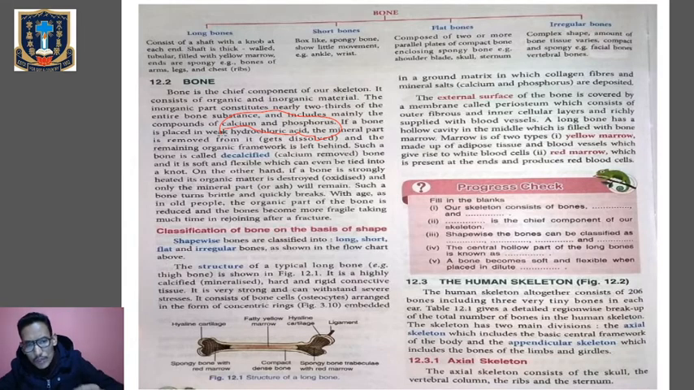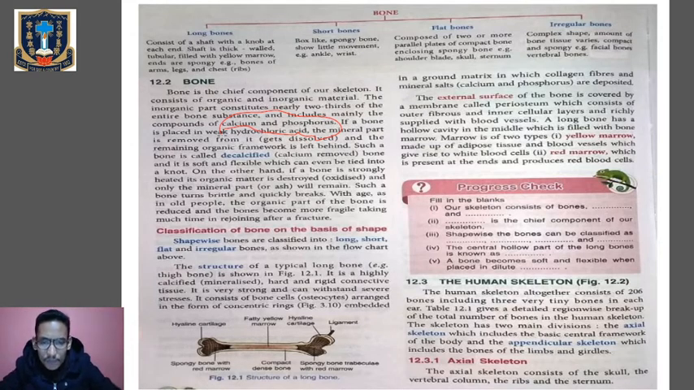When a bone is placed in weak hydrochloric acid, these mineral parts will be removed from the bone and only the organic material will remain. Such a bone is called a decalcified bone, where the calcium has been removed, and such bones are soft and flexible and can even be tied into a knot.